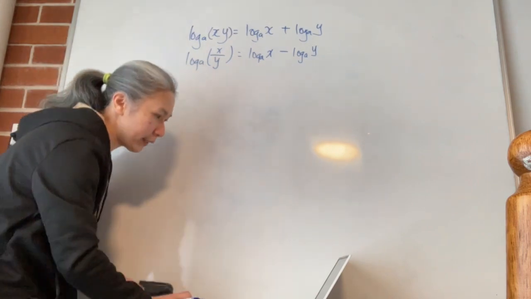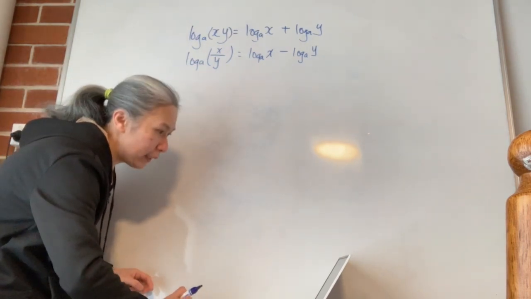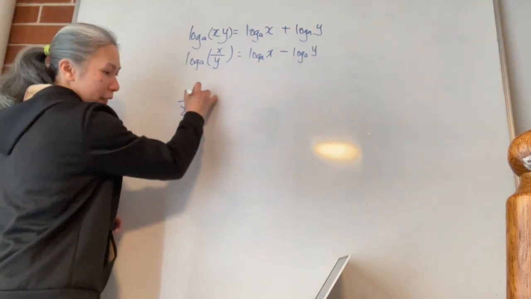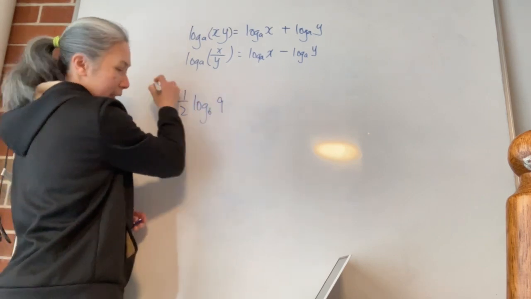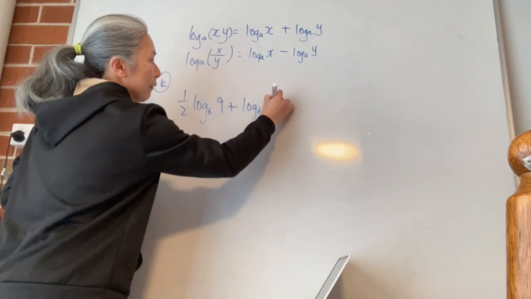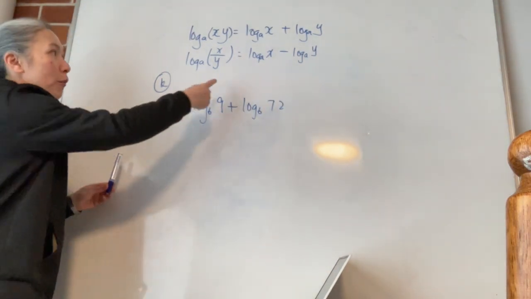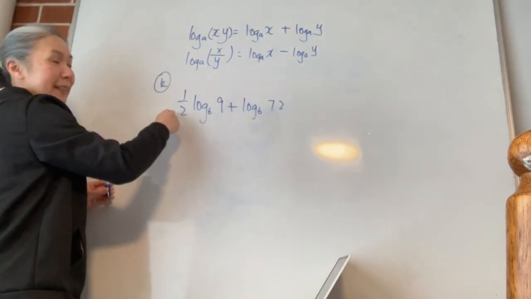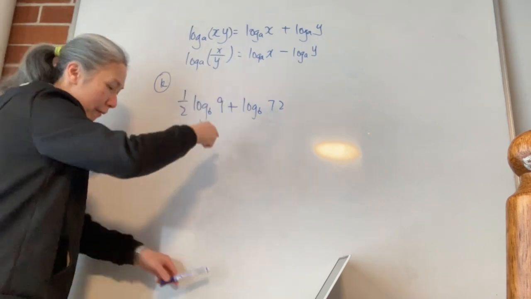This is the last question, the really last one. You have a half log base 6 of 9, plus log base 6 of 72. This is question K. This one we work backward. We have been bringing the top to the front. Now you need to bring this half back to the back.